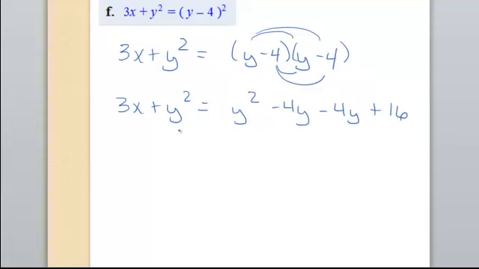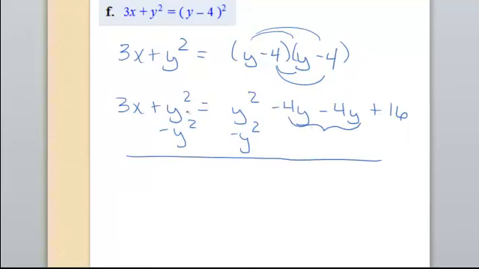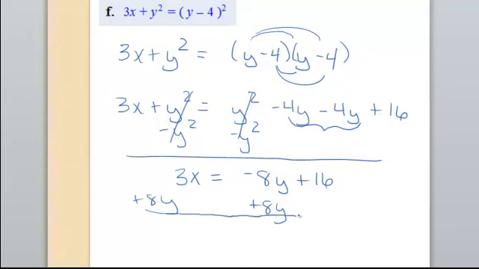Okay, let's try to put this in standard form. If we go ahead and subtract y squared from both sides and combine these, we can see a little bit of what's going on. These are both 0, so 3x is equal to negative 8y plus 16. If you add 8y to both sides, that's 0, and you get 3x plus 8y equals 16. This is in standard form, so this one is also linear.